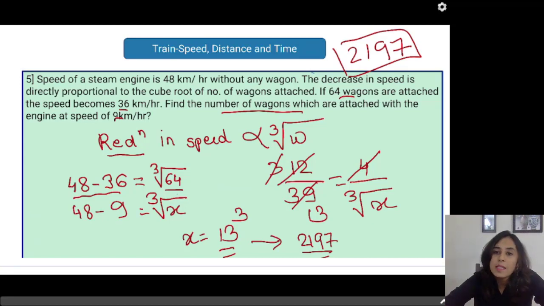So this was again an easy one, but when this question was asked, 85% of the people got the wrong answer, because they read this question as the speed is directly proportional to the cube root of number of wagons. So all they did is they divided. Here instead of 48 minus 9, they took 9, and here instead of 48 minus 36, they took 36, and they ended up getting the wrong answer.